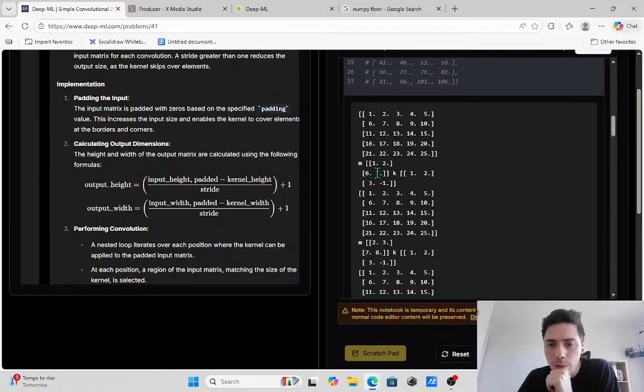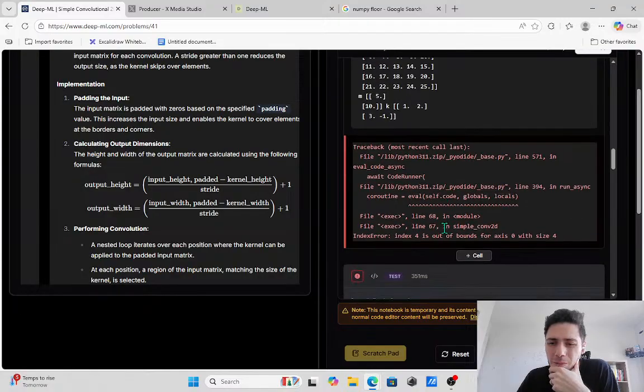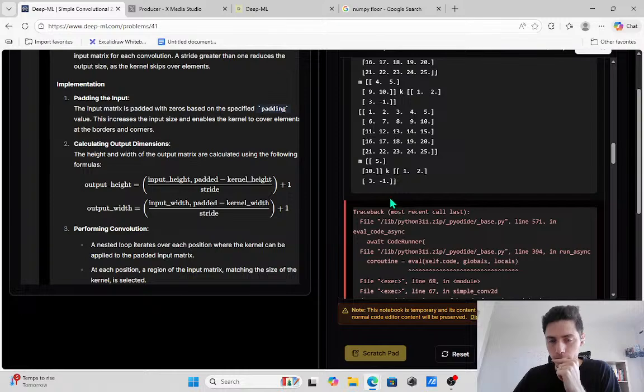Okay, now at least we're getting M is a 2 by 2 matrix, K is also a 2 by 2 matrix. What's it complaining about now? Index is out of bounds, axis 0. Five, 10.